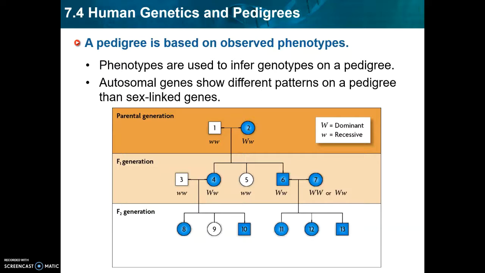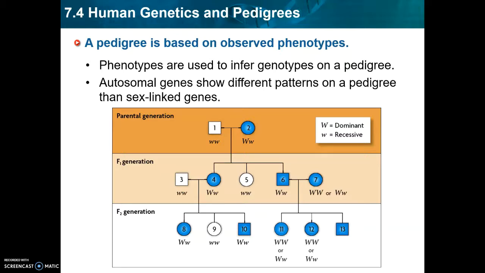Now on to the F2 generation. Person 8 has to be heterozygous, for the same reason why person 4 had to be heterozygous. If you look at person 8's dad, that is number 3, and he was homozygous recessive, so he had to pass down a recessive allele to all of his offspring. Person 9 must be homozygous recessive because this is an unshaded shape, so the only way you could have that is if you are homozygous recessive. Person 10 must be heterozygous for the same reason as person 8. Person 10 got a recessive allele from dad.